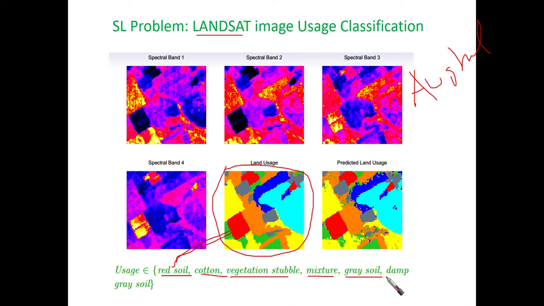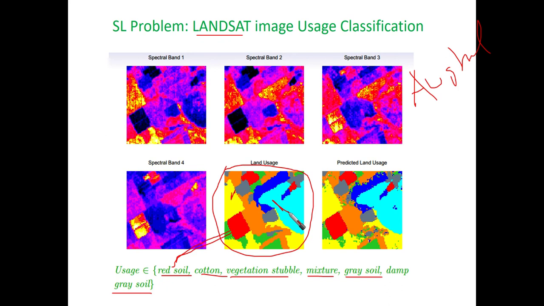There are 1, 2, 3, 4, 5, 6 different kinds of land uses. I'm not specifying which one is what, but let's say there are six kinds of land uses on the earth. Now, manually we label: this is the red area, this yellow area, this is the cyan, this is the blue. This is done manually.